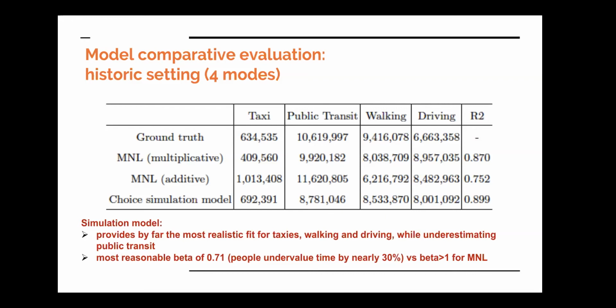Also, interestingly, this simulation modeling framework with multiplicative random term also provides us a more reasonable assessment of the individual time rationality assessment parameter beta of 0.7, meaning around 30% of underestimation of the objective cost of the travel time, which kind of makes sense, while other models often arrive at an optimal beta parameter higher than 1, which doesn't make much sense given our understanding of what beta is.